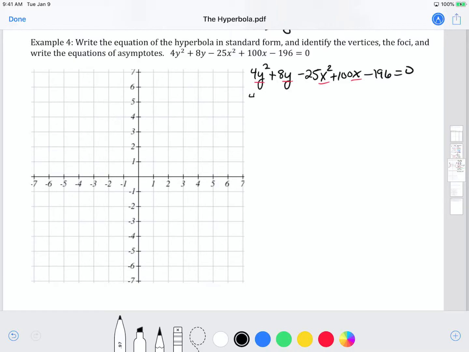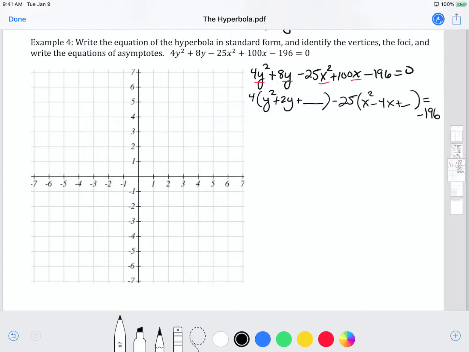So I'm going to pull out a 4, and I'm left with y squared plus 2y. I'm going to leave a blank in there so that I can complete the square. For this one, I'm going to factor out a negative 25, and I'm left with x squared minus 4x. I'm going to put a plus blank in there, is equal to negative 196.